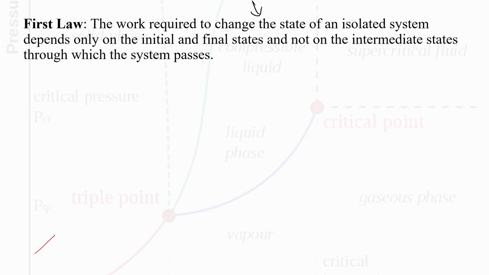So, the work required to change the state of the system, if it only depends on the initial and final states, should remind you of a conservative system in classical mechanics. That is precisely the first law. It says that if it is an isolated system, the work required does not depend on the intermediate states. So, that is the first law. It seems like a very unusual way of stating the first law, but we will come back to how this is consistent with some other formulation of the first law that you may be more familiar with.